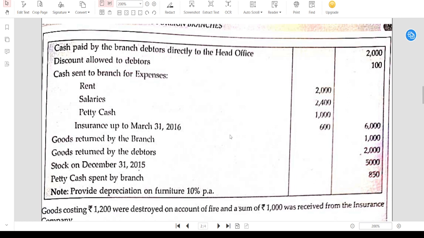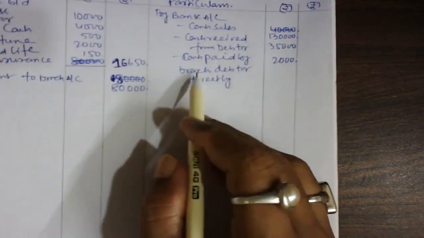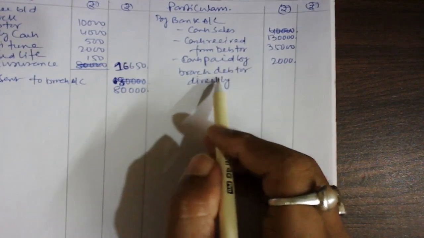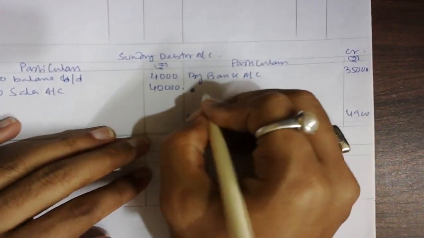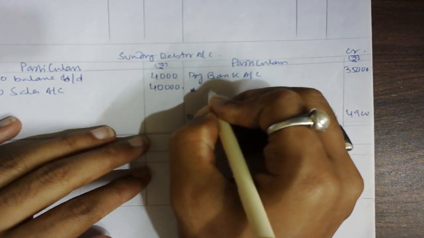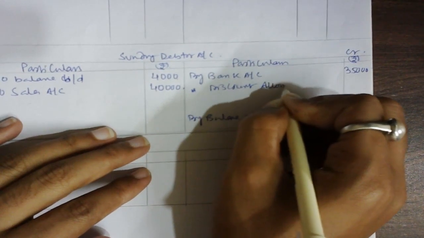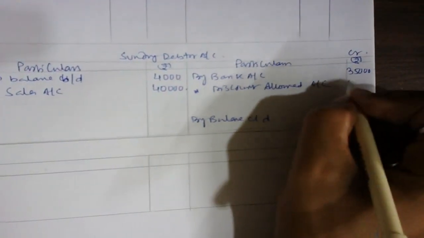After this, discount allowed to debtor. So it will be credited in the sundry debtor account. It will be credited in sundry debtor account, guys. See, I'm writing it once. Here, I have written it. Cash paid by branch debtor directly, 2,000 rupees. And here, by discount allowed account, how much is it? Sir, 100 rupees. Okay, discount is 100 rupees.